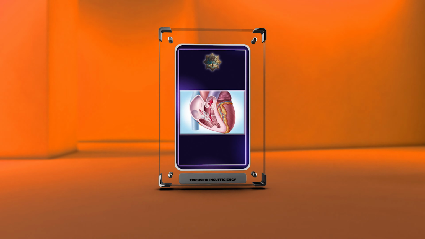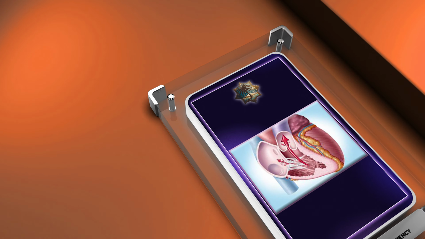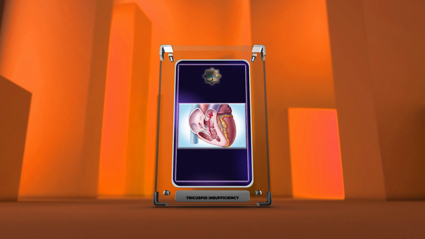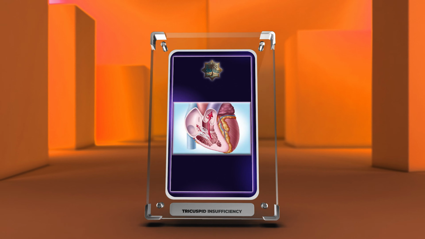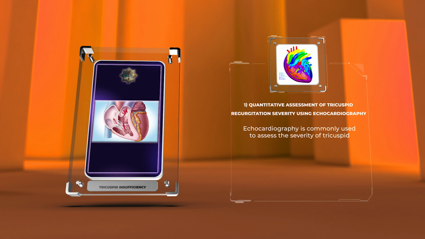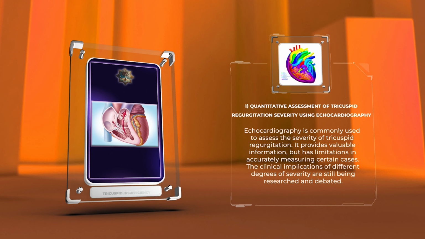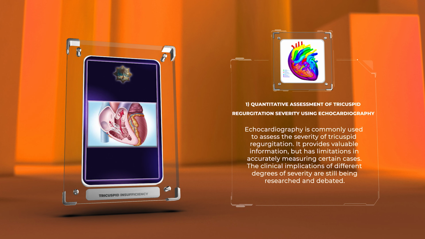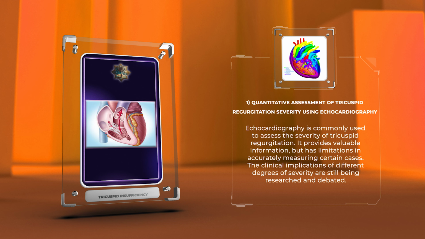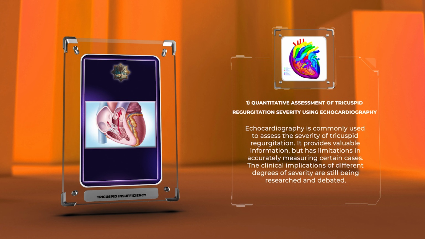Tricuspid insufficiency is a condition where blood flows backward from the right ventricle to the right atrium due to a dysfunctional tricuspid valve. It can be caused by various factors and has important implications for patient care. Echocardiography is commonly used to assess the severity of tricuspid regurgitation. It provides valuable information, but has limitations in accurately measuring certain cases. The clinical implications of different degrees of severity are still being researched and debated.